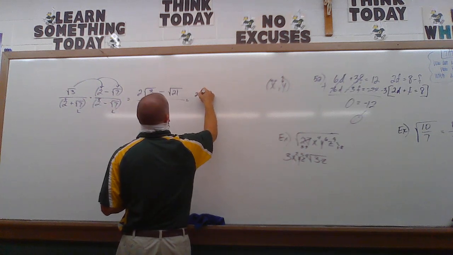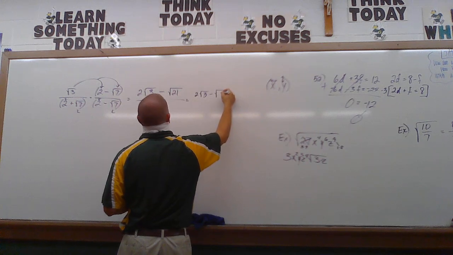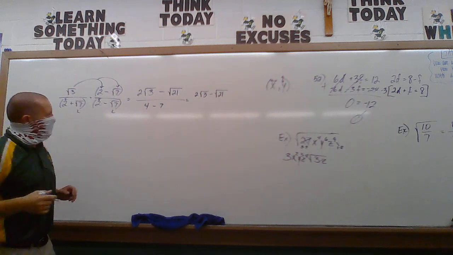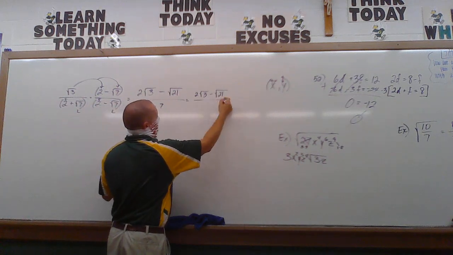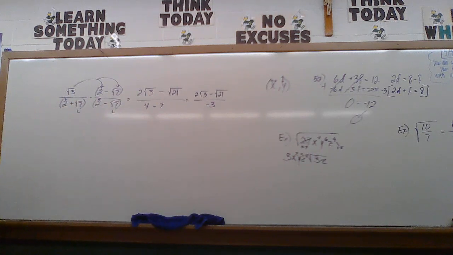Can I do anything to the top? Heck no. Can I break down 21? Is there a perfect square in 21? No. And 4 minus 7? Negative 3. So you get the answer.